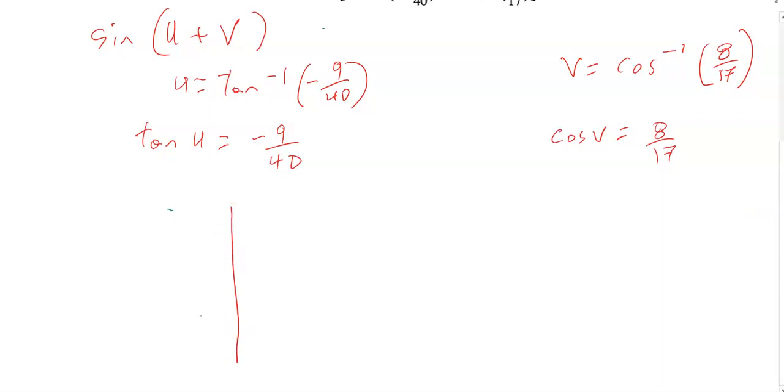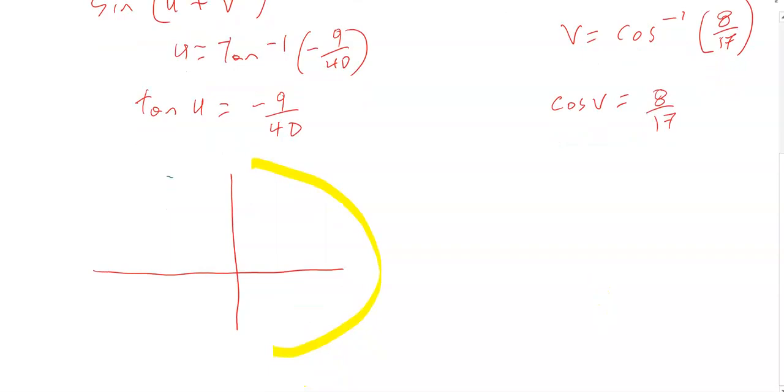So let's find where u is. Tan of u is negative 9/40. The tangent is negative in quadrants 2 and 4. But because tan inverse only lives on the right side, quadrants 1 and 4, we choose our angle for u in the 4th quadrant. Remember that. The reason we choose this quadrant is because this is where tan inverse lives.